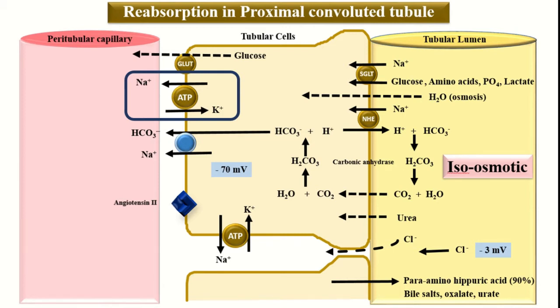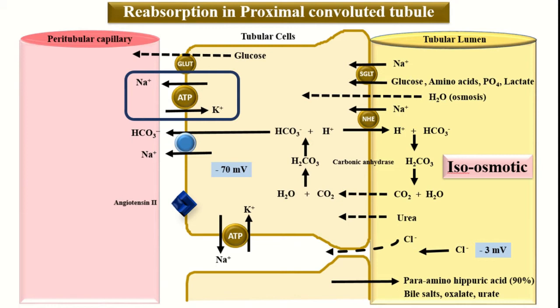So these transporters whose activity is going to increase are, number one, the sodium potassium ATPase pump that is located on the basolateral membrane. Whenever the activity of this pump increases, it is going to cause more and more reabsorption of sodium into the peritubular capillaries.